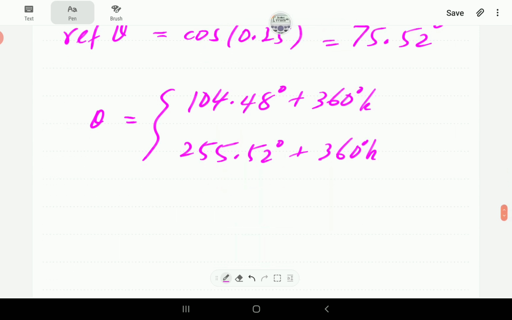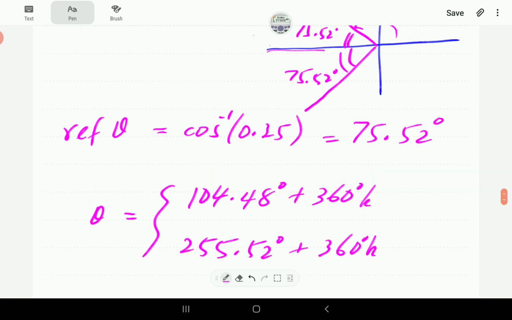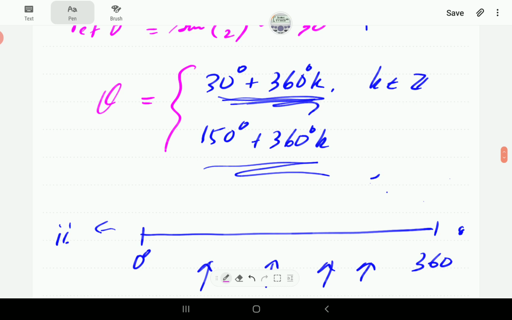Now we need the particular solution. We do the same procedure as before. 104.48 is going to be one of them, and the other one is going to be 255.52. Those ones are between 0 and 360. All right, that's example number B.